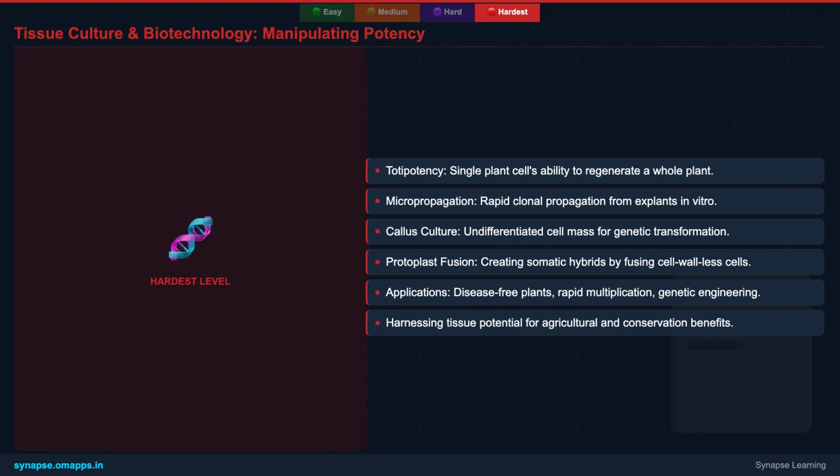Callus culture, where undifferentiated cell masses are grown in vitro, is a powerful tool for genetic engineering and studying cellular differentiation. Furthermore, manipulating these tissues has led to innovations like somatic hybridization, enabling us to create novel plant varieties with enhanced traits, profoundly impacting food security and sustainable agriculture.